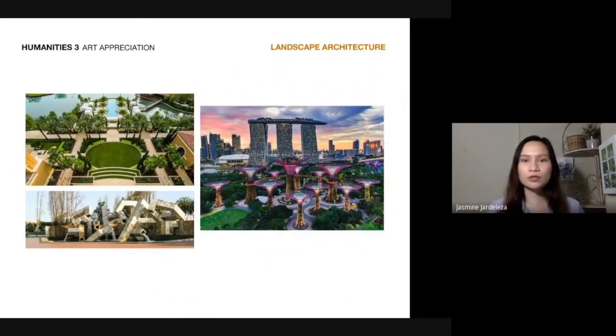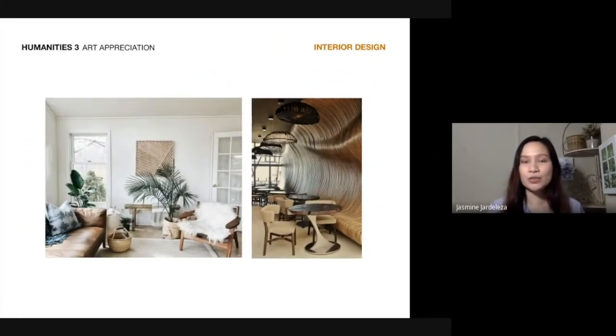Related to that, we also have landscape architecture as an example of the plastic arts. So, landscape architecture is the planning of outdoor areas for human use and enjoyment, especially gardens, parks, playgrounds, and golf courses. Chief materials to landscape architecture include plants, trees, shrubs, flowers, vines, and ground cover. Interior design is also an example of the plastic arts.